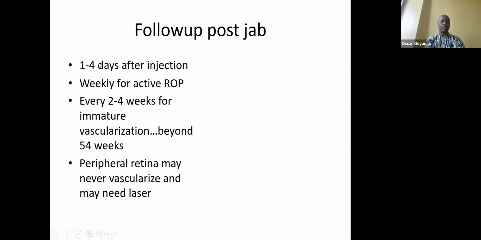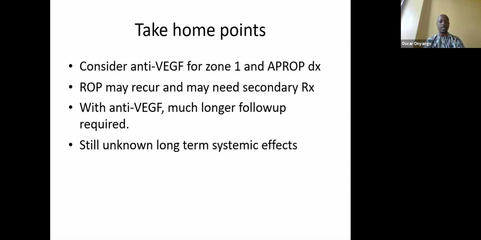Follow-up is 1 to 4 days after injection. This is mainly to look for any signs of infection, but actively it's weekly. You're looking every week to see if there's active ROP, and whether there is regression or not. Then you go beyond 54 weeks to confirm how far the blood vessels have reached the retinal periphery. If they never vascularized, you'll be able to tell because the blood vessels taper off and disappear into the substance of the retina, and a gray area is left there. It will be advisable to do laser.